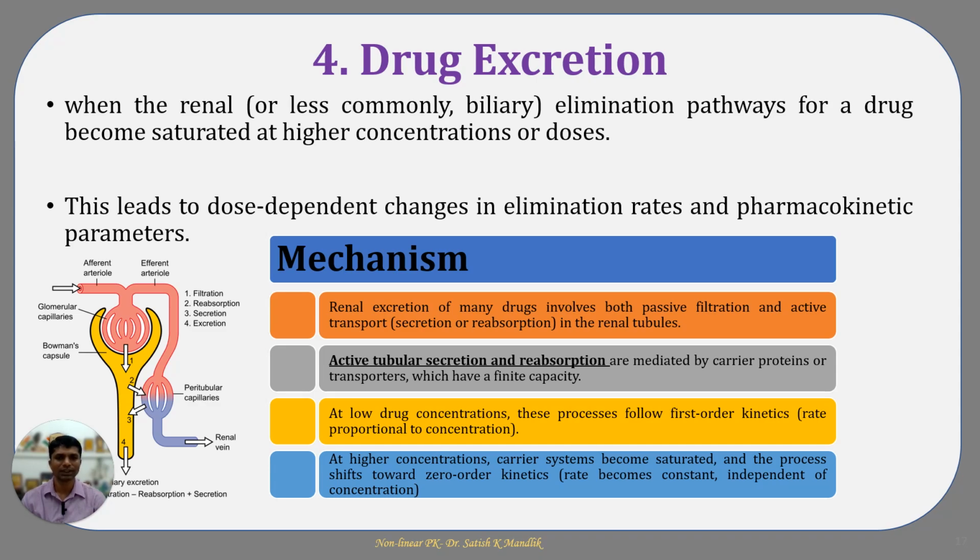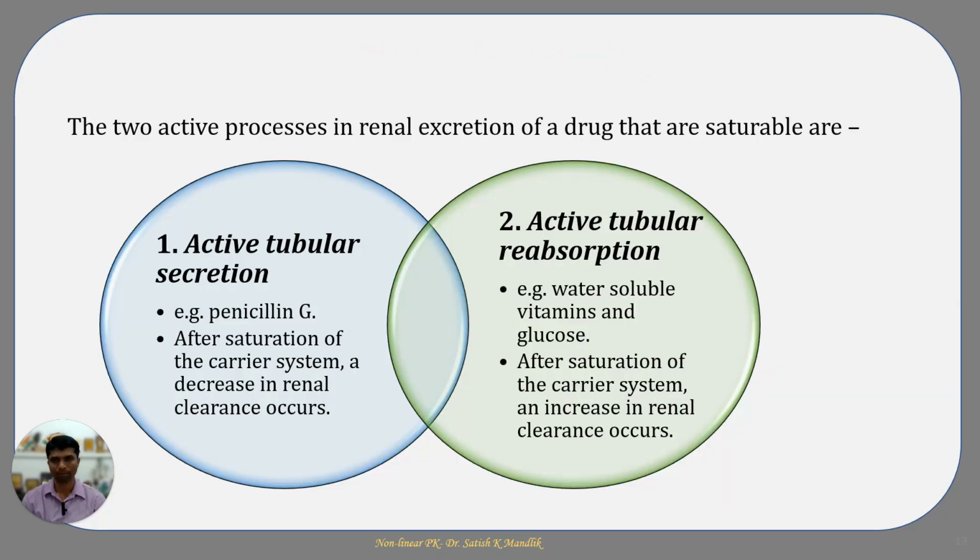At low concentration, this process follows first order kinetics. But when the concentration of drug increases, at higher concentrations, these carrier systems become saturated. The process shifts to zero order kinetics, and that leads to non-linearity. The two important active processes in renal excretion which are saturated: first is active tubular secretion. The best known example is penicillin. After saturation of the carrier systems, a decrease in renal clearance occurs because no carriers are available for clearing the drug.